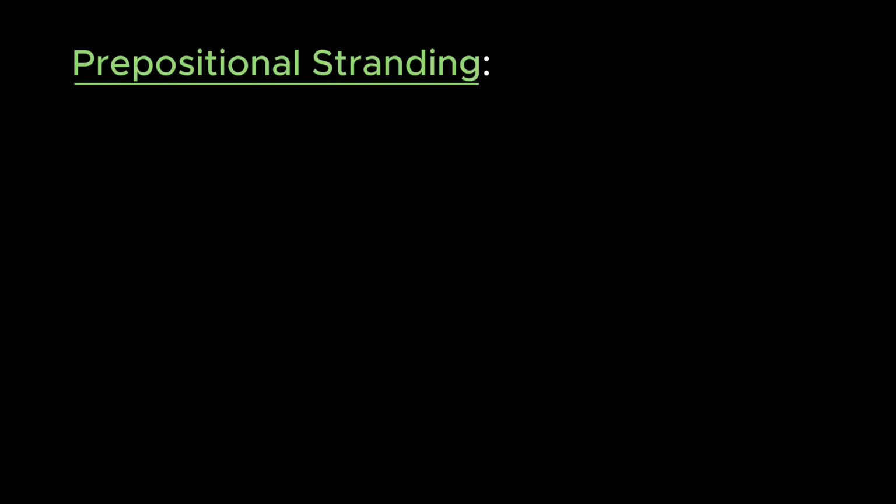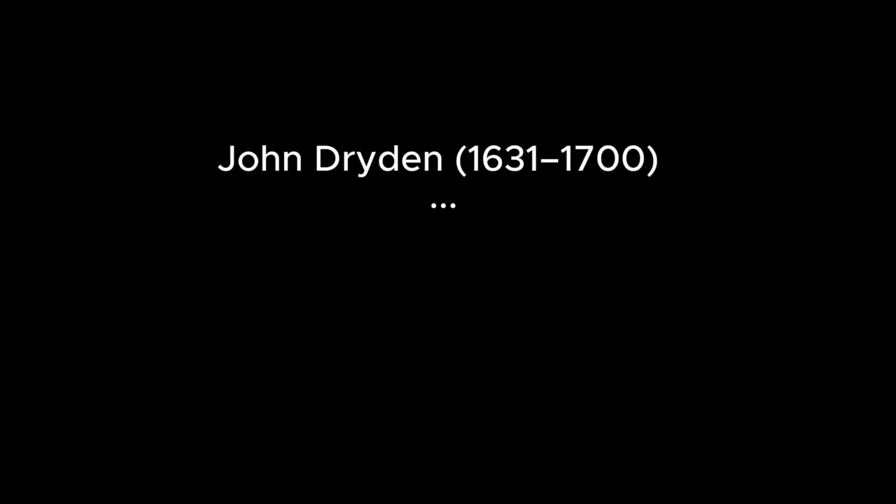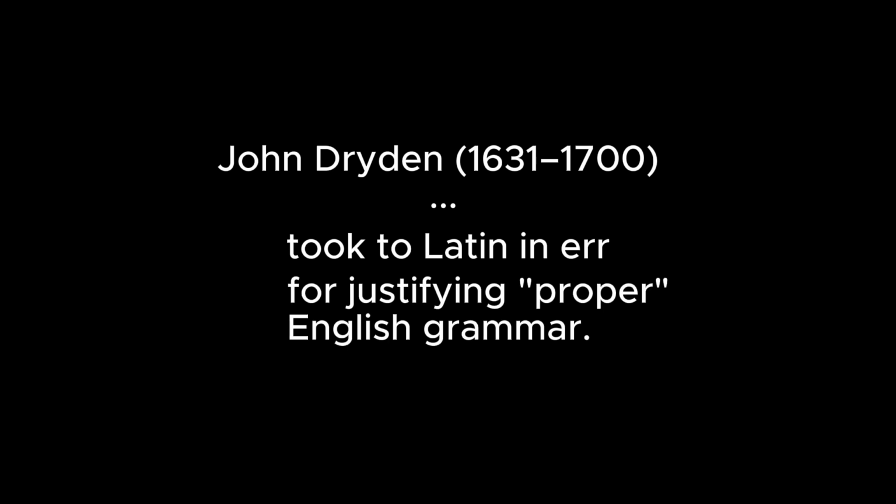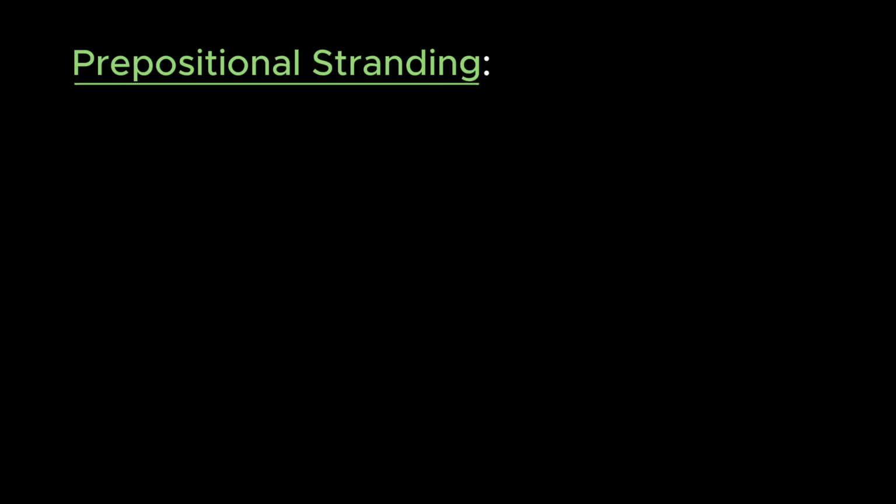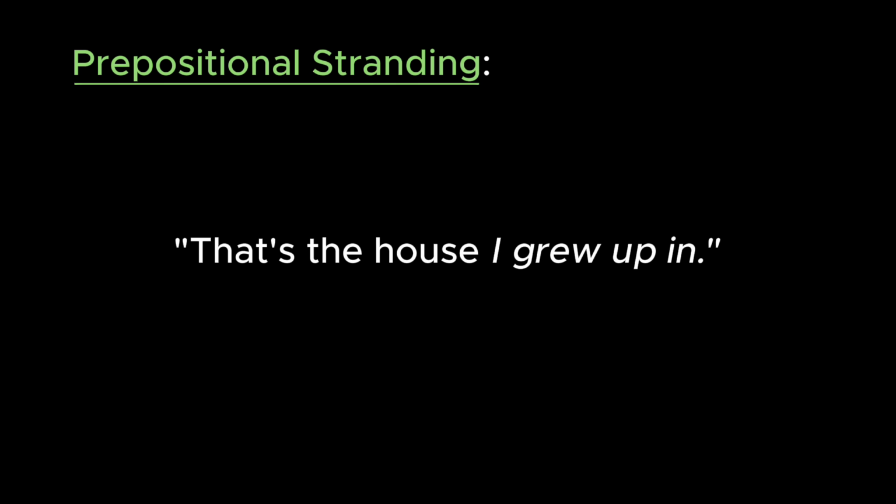Prepositional stranding. Puritans and prescriptive grammarians that came after Shakespeare, such as John Dryden, to name just one, took to Latin in error for justifying proper English grammar, criticizing, among other things, prepositional stranding, where the preposition is left to the final position. For instance, they will admonish using "in" and "up" in the sentence, "That's the house I grew up in," as it exhibits quote-unquote poor syntax, saying that one should instead say something like "That's the house in which I was raised."